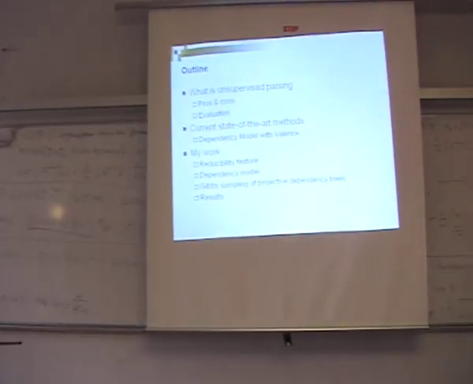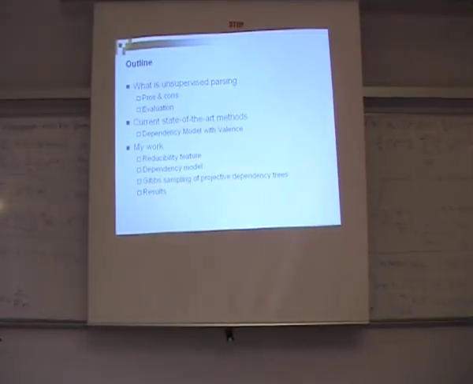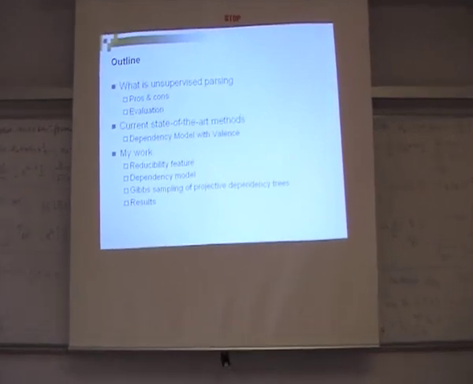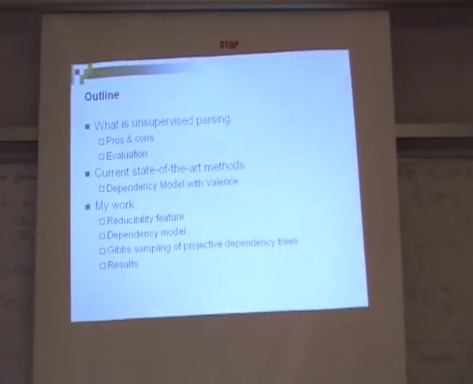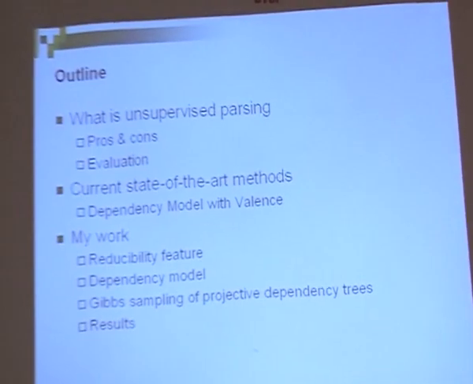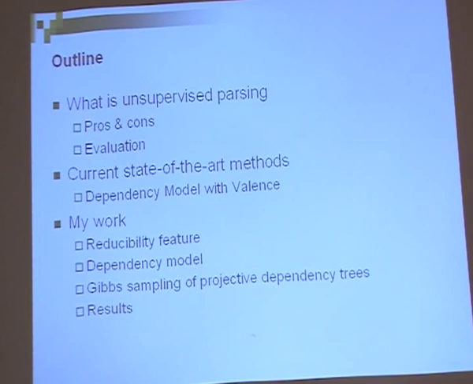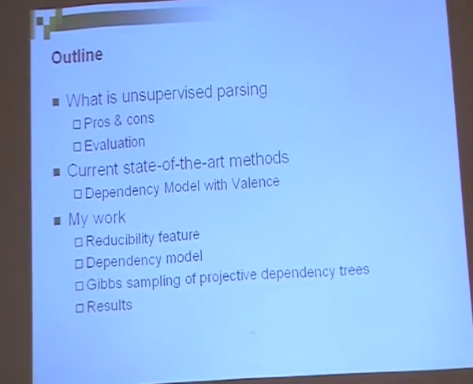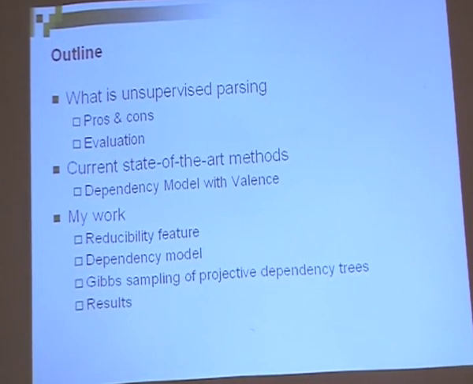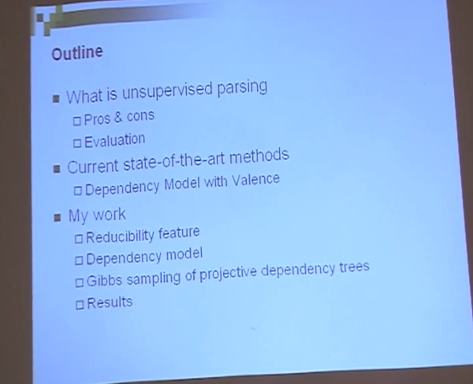Then I will describe the current state-of-the-art methods of unsupervised dependency parsing. I will describe the Dunn-Klein's dependency model with variance. And then the second half of the talk will be my work. I will introduce the reducibility feature, which is quite useful for unsupervised dependency parsing, then my dependency model, and Gibbs sampling, and some results I've achieved.